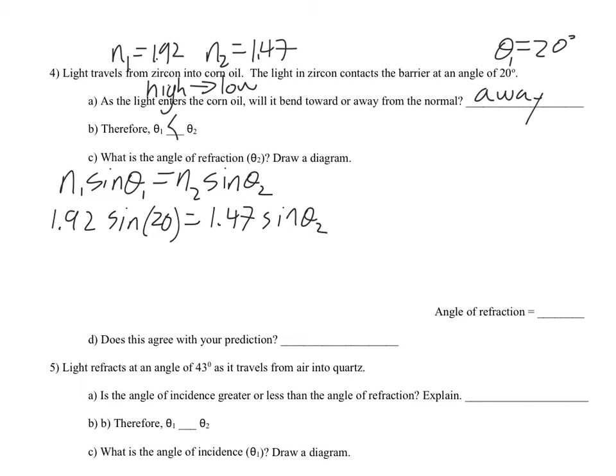In this one, solving for theta 2, we get about 26.5 degrees. That's our angle of refraction. So does this agree with our prediction? Well, we predicted that it would go away from the normal. So we predicted that theta 2 would be greater than theta 1. 26.5 is greater than 20, so yeah, it does agree with our prediction.